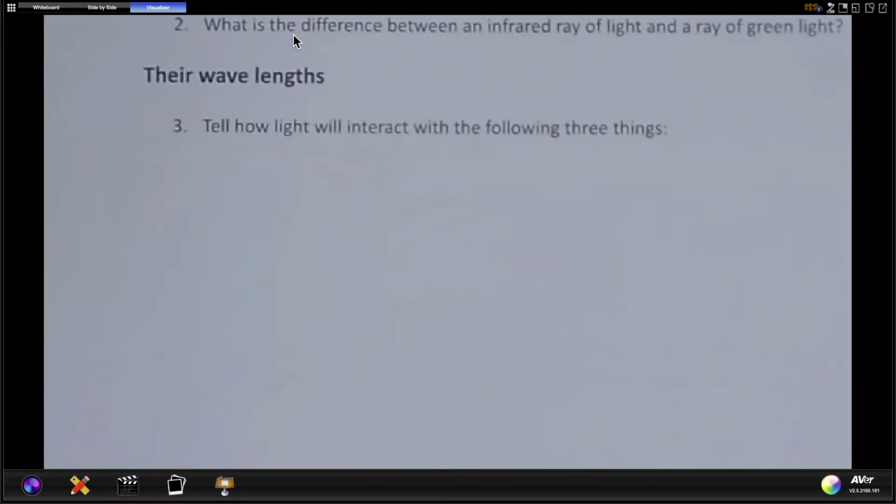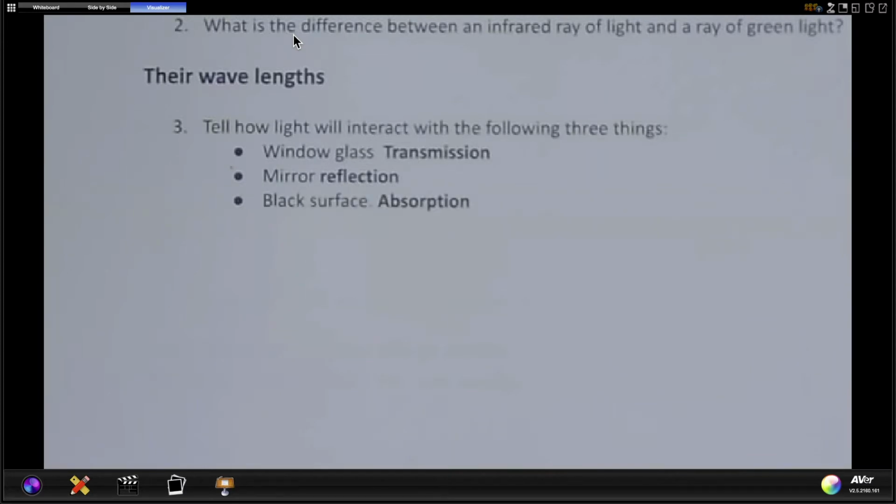Question number three, tell how light will interact with each of the following things. Well, if it's window glass, it's going to have transmission. It's going to travel all the way through it. If it's a mirror, it's going to have reflection. It's going to bounce off of it. And if it's a black surface, it's going to absorb the light and get turned into something else, which is the next question. So this one is our transmission, reflection, and absorption, the three things light does when it strikes things.